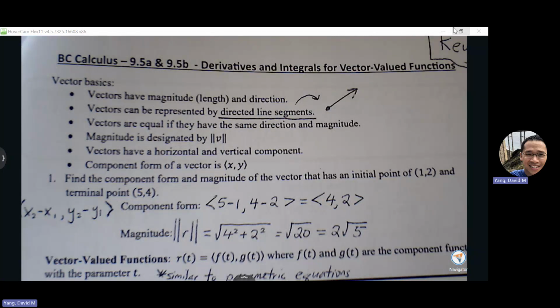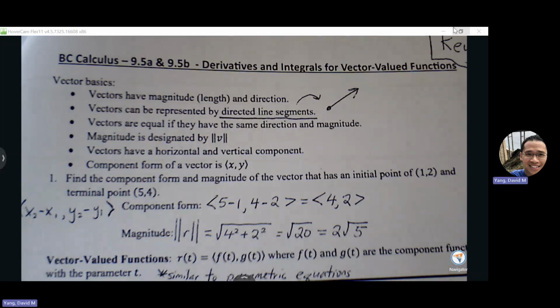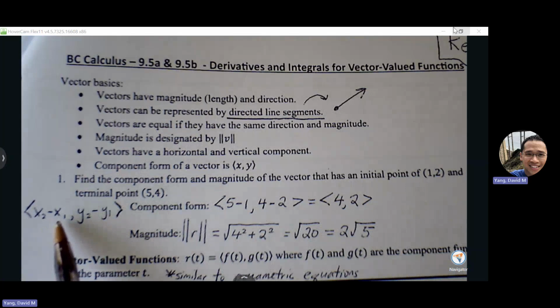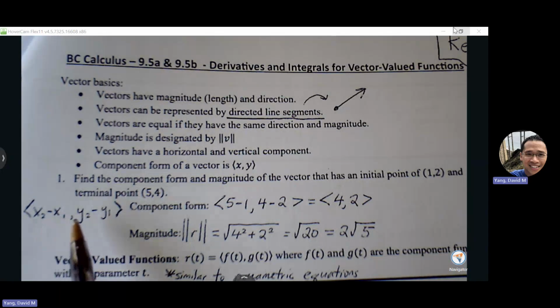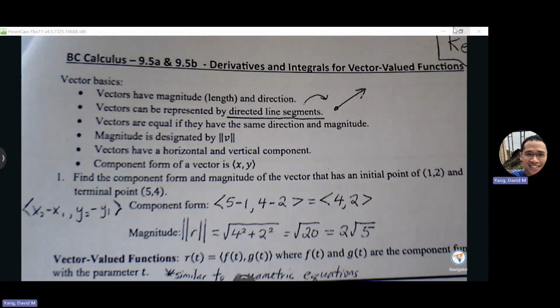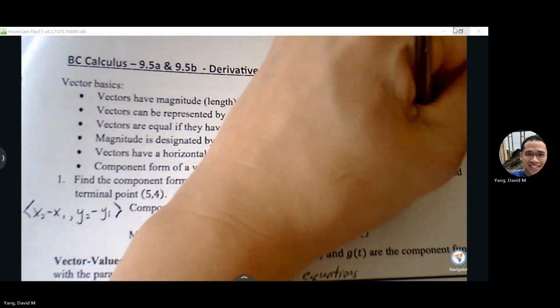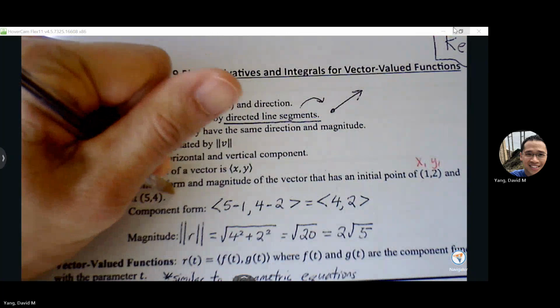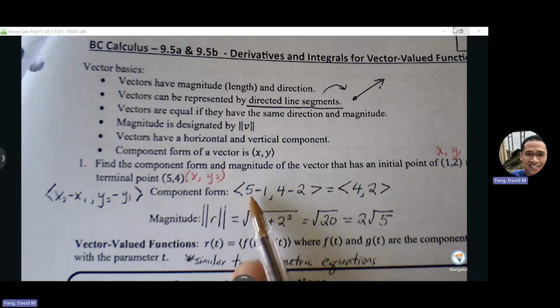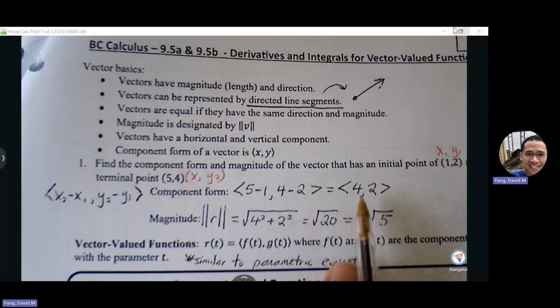Number one says find the component form and magnitude of a vector that has an initial point (1, 2) and terminal point (5, 4). Anytime I want to take an ordered pair and get it into component form for vectors, I'm going to take my x sub 2 minus x sub 1, so my final x minus my initial x, and then y sub 2 minus y sub 1. Your initial point is your x1, y1, and your terminal point is your x2, y2. So in this case, my x2 minus x1 will be 5 minus 1, and my y2 minus y1 is 4 minus 2. My component form for my vector will be <4, 2>.